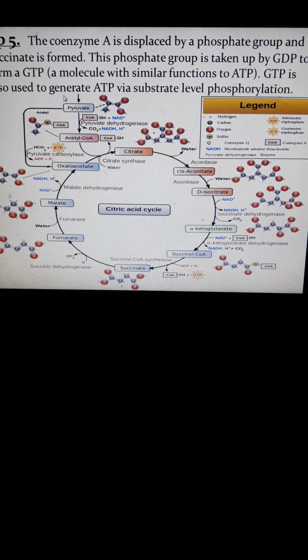So GTP is also used to generate ATP via substrate level phosphorylation process. So in step number 5, there is a phosphorylation process, meaning the guanosine diphosphate is converted to guanosine triphosphate.